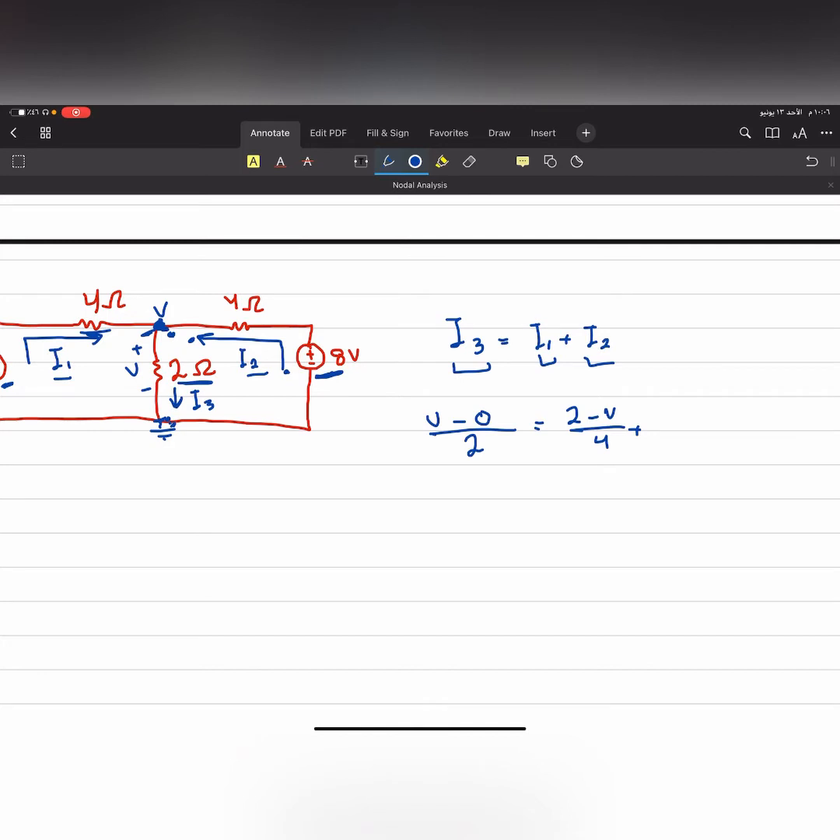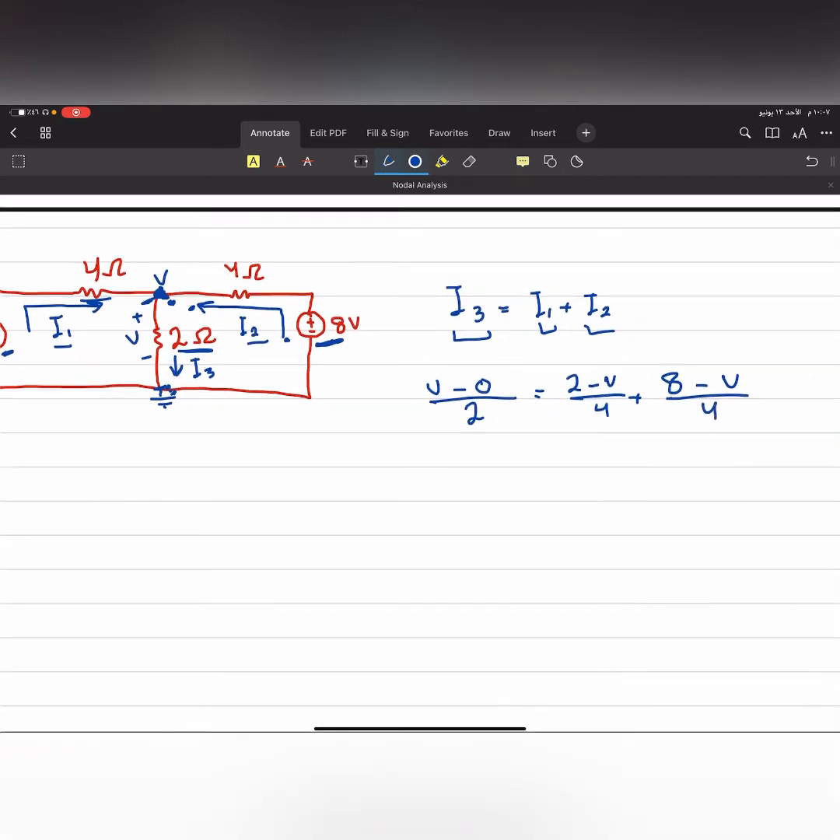So we can say that I2 equals (8 minus V) all divided by 4. And you can just multiply the whole equation by 4. You will find that here is 2V, the 4 with 4 cancels, 2 minus V, the 4 with 4 cancels, so it will be 8 minus V. Here I have 2V minus V, I will put it there to be 4V, which equals 2 plus 8, which is 10. So 10 equals 4V. Dividing both sides by 4, V will be equal to 2.5 volts.